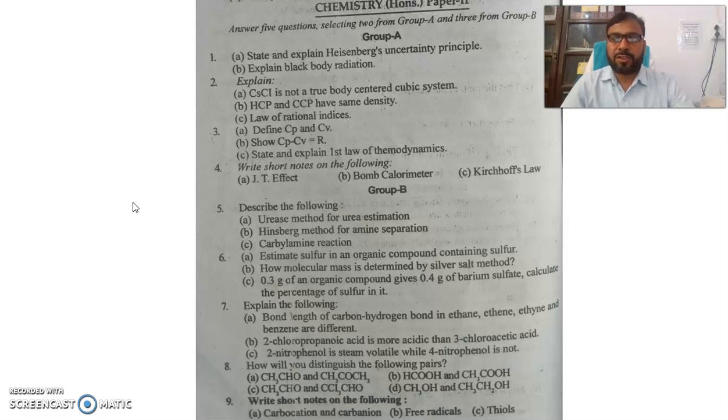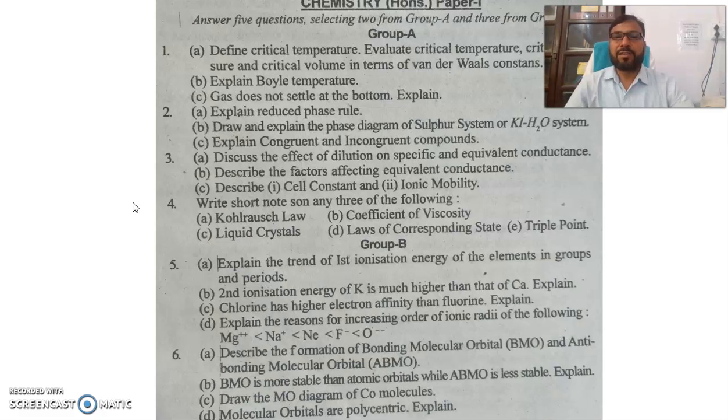Write short notes on the following, which is the last question: carbocations and carbanions, free radicals and thiols. My friends, again you can see the same instruction written here in another year's question paper. Answer 5 questions, selecting 2 from group A and 3 from group B.